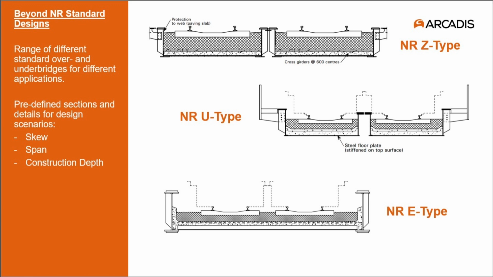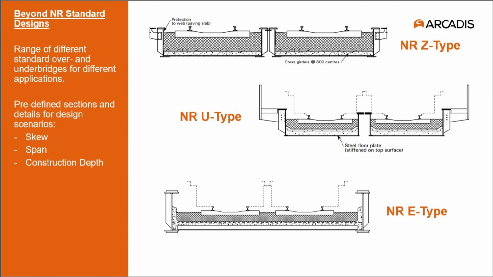These designs are a set of standard design documents and drawings that Network Rail have produced over the years for a range of different overbridge and underbridge applications, usually identified by a letter or an acronym such as the U-type or the E-type underbridges shown on the slide. The designs for each bridge type consist of different structural arrangements with predefined sections and details for different design scenarios.